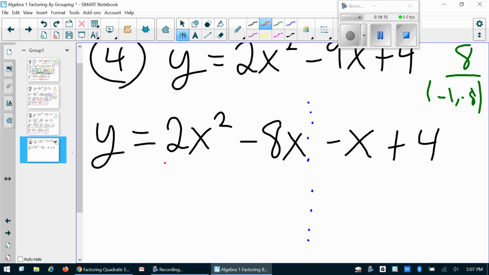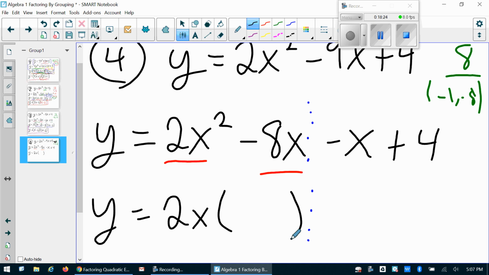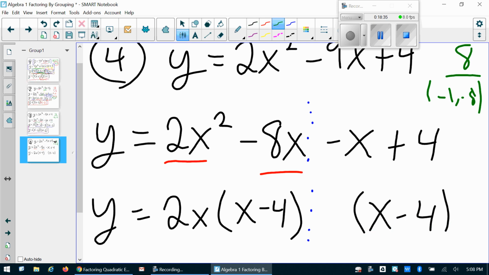From these two pieces, I can pull out a 2x. If I do that, I'll get, in the parentheses, x minus 4. And then I have to have an x minus 4 show up here. I want you to look here and here. Those are really close to being the same thing. The only thing that's different is the signs are opposite. So what I have to divide by is actually going to be a negative 1.